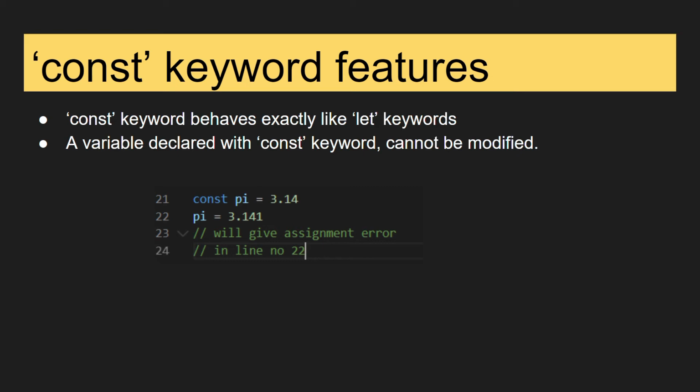So if you declare a variable pi with value 3.14, and now try to override or reassign the variable pi with 3.141, this will give the assignment error. So you cannot do this. These are the basic differences between let, const, and var keywords. So this was the theory. Now let's move to the coding part, where we will see these things in action.